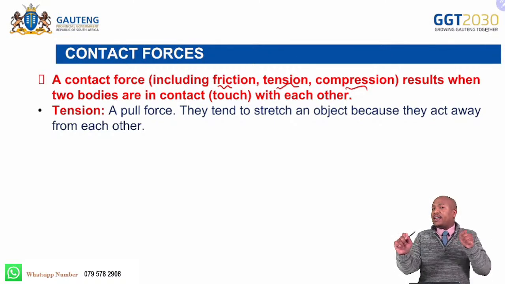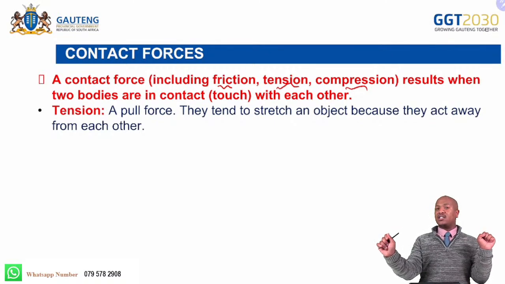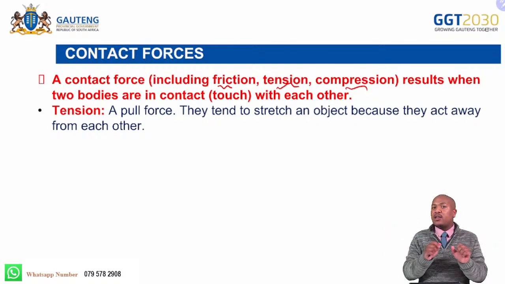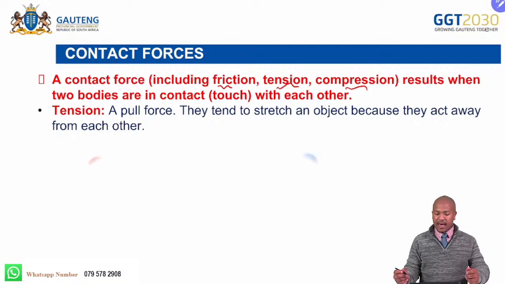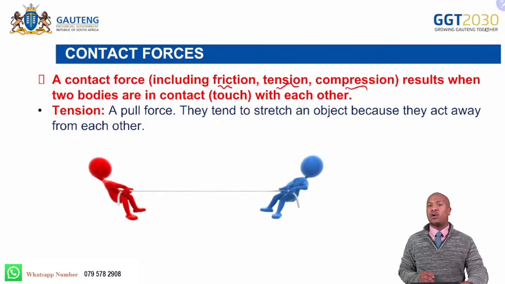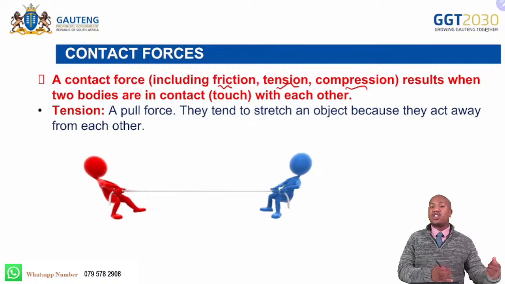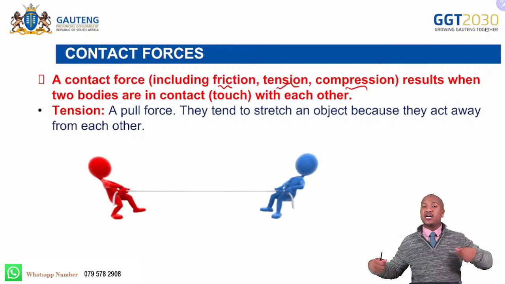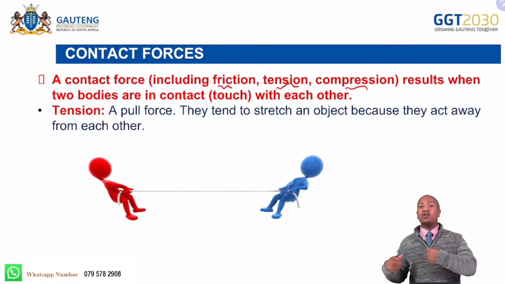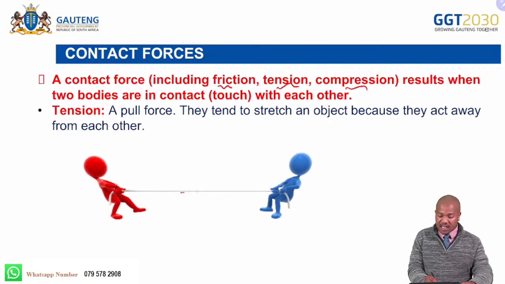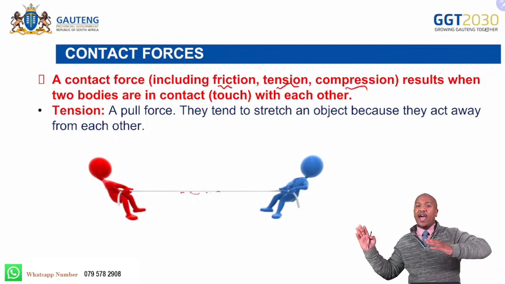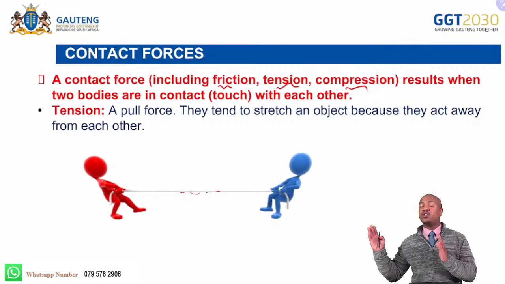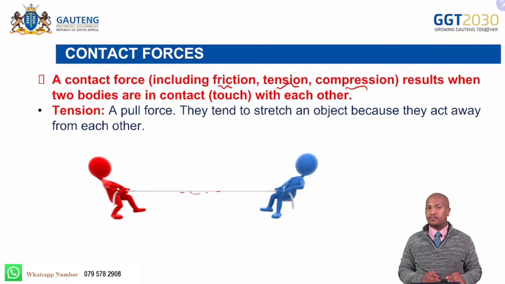Like when you are pulling an elastic band from end to end, it stretches in between. You are applying what? Tension force, because there is pulling involved, and it stretches the elastic band. Same as, I love this example of tug of war. These two guys are trying to pull the rope in opposite directions. As they pull, the rope is stretched right here in between, because now they are acting away from each other, trying to pull the rope in opposite directions.